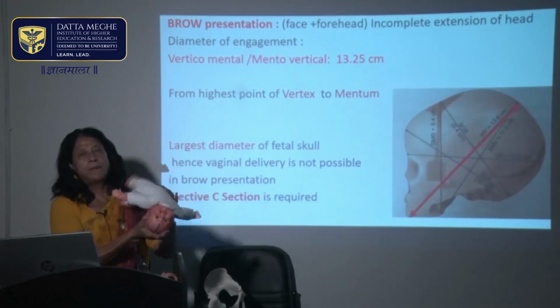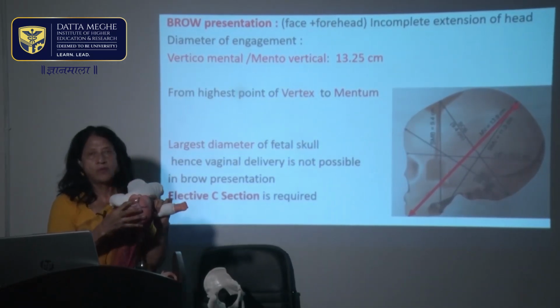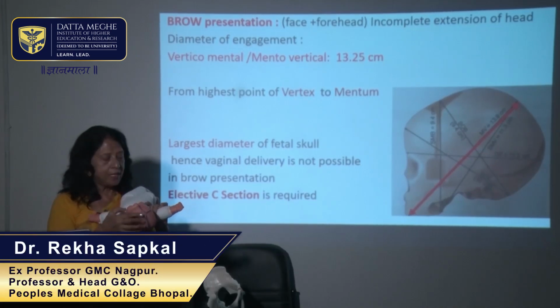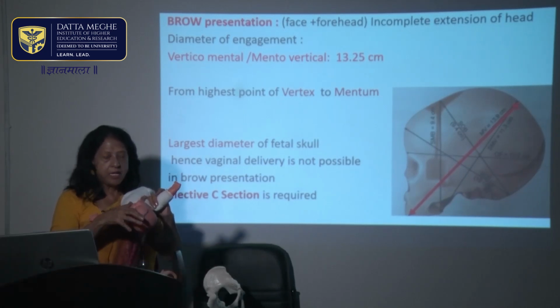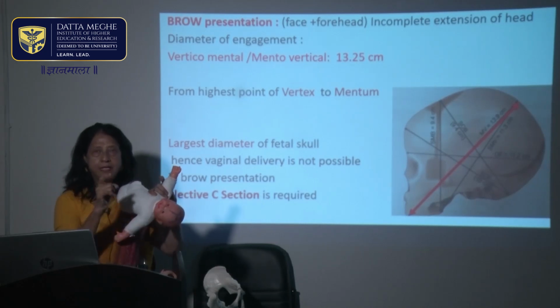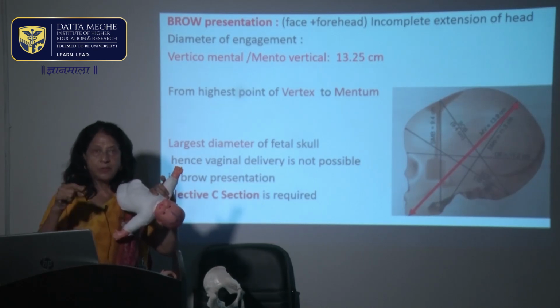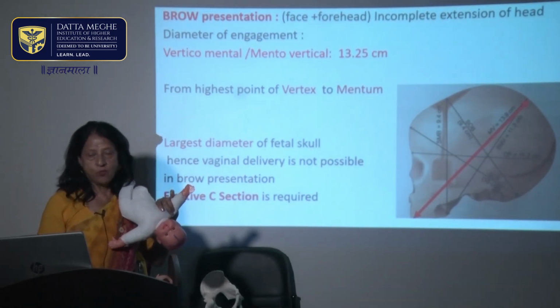This is complete extension, this is incomplete extension, which means there is a role of the frontal bone now. So, what is the diameter? Verticomental or mentovertical, you can see it the reverse way also. It is 13.25 centimeters. It is the largest diameter of the fetal skull. You must know it and remember it from the MCQ point of view.